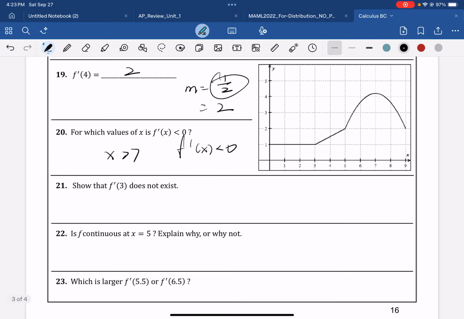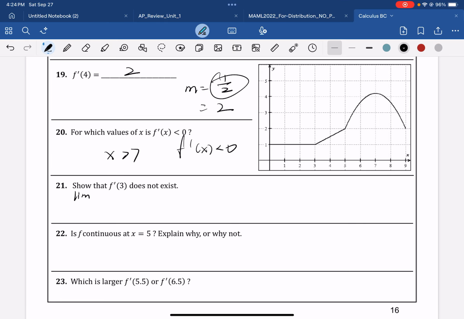Next, show that f prime of 3 doesn't exist. You see the function goes from 0 and suddenly becomes a positive value, which means the derivative doesn't exist. At x equals 3, there's a corner in it, so the derivative doesn't exist. But the question asks us to show that.